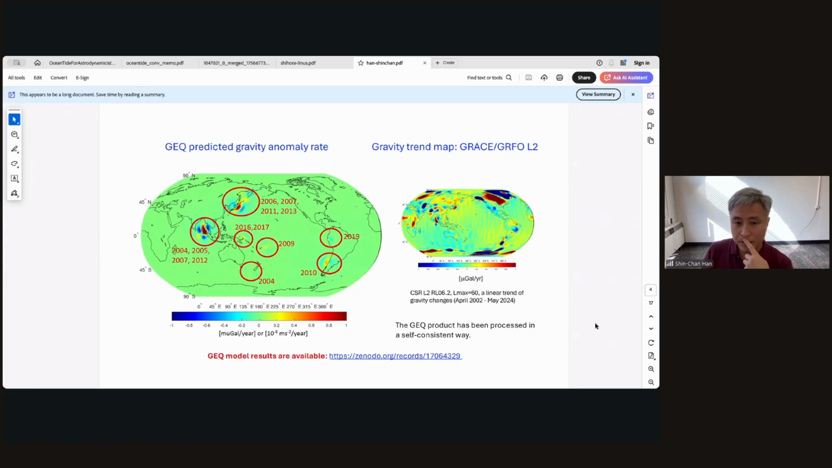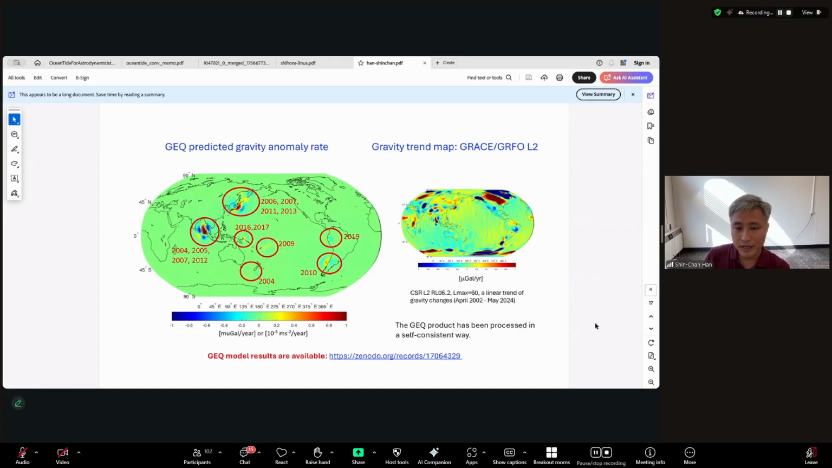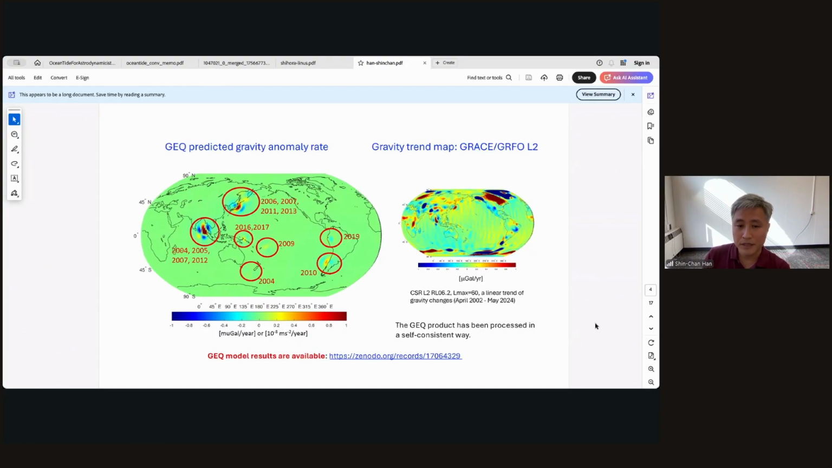Not all of them, but many of them. So this particular coefficient, GEQ, has a monthly mean earthquake-related signal, so that you can subtract those model from the level 2 GRACE product so that you get the level 2 data free from earthquake in this gravity change. Just like you add the GAC coefficient to the L2 product to get the full ocean signal, you can subtract this GEQ from the L2 to get the earthquake-free signal.